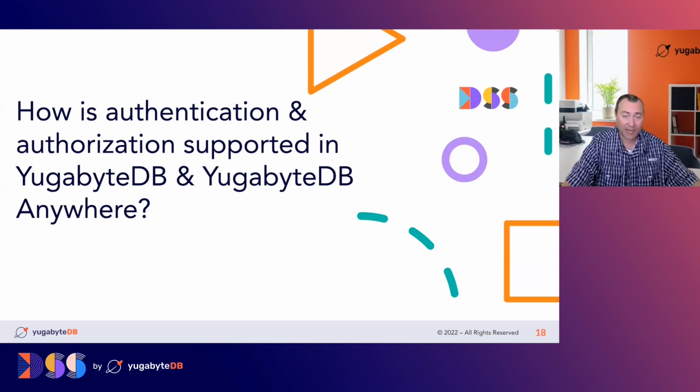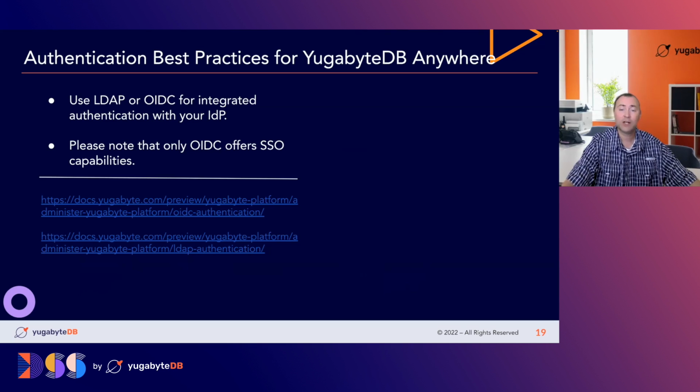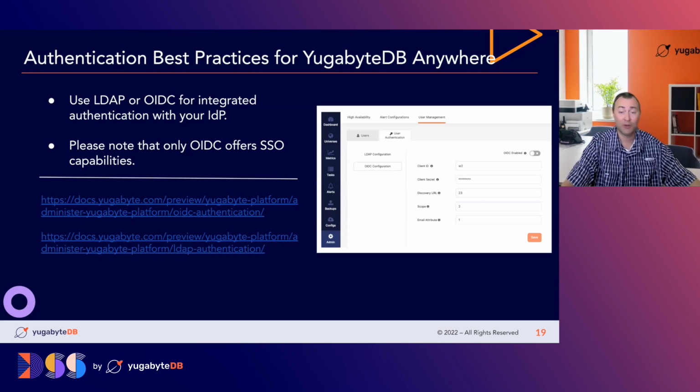The next most frequently asked question is, how is authentication and authorization supported in YugabyteDB and YugabyteDB Anywhere? First, let's talk about authentication best practices for YugabyteDB Anywhere. YugabyteDB and YugabyteDB Anywhere both support integrated authentication with a couple of differences. First, YugabyteDB Anywhere supports LDAP and OpenID Connect for integrated authentication with your IDP. Just note that only OpenID Connect integration supports single sign-on capabilities.